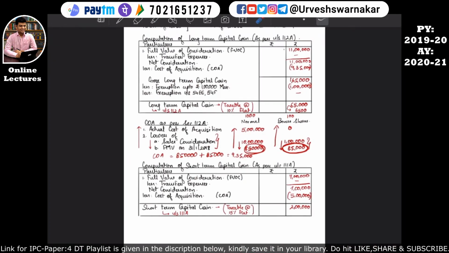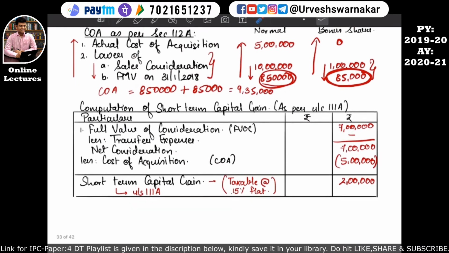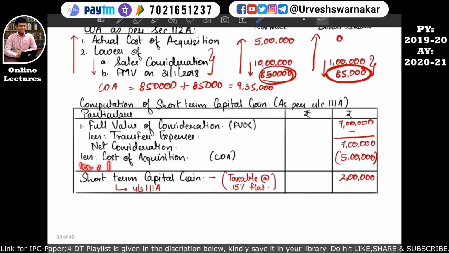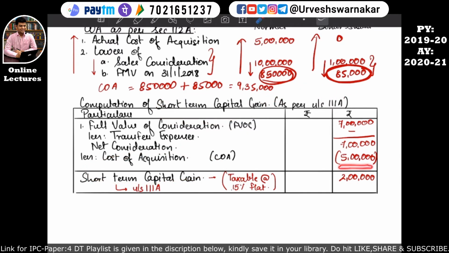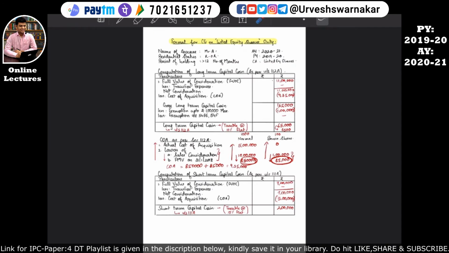So over here, one thing I want to mention is that when we were computing short-term capital gain, I have not given any detail about exemption. Because if there is a short-term capital gain on listed equity shares, then there is no exemption available under the Income Tax Act. That's why I have not given any detail about exemption. I hope this is quite clear. So this format will act as a last day revision for you. I hope this is quite clear to you all.